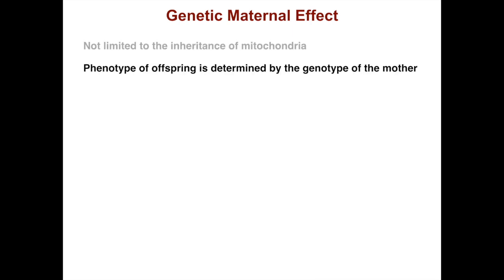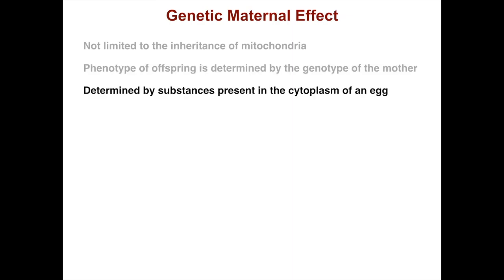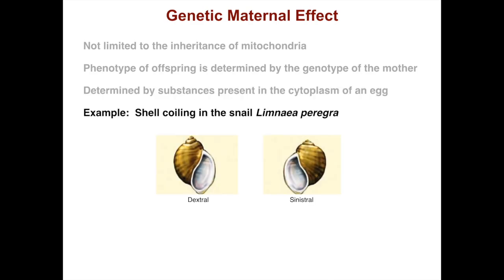Genetic maternal effect is not limited to the inheritance of mitochondria. The phenotype of the offspring is simply determined by the genotype of the mother, and this can include the mitochondria. It is determined by substances present in the cytoplasm of an egg. The shell coiling of the snail, either dextral or sinistral, is a good example of this.